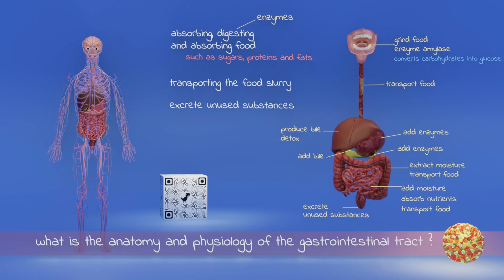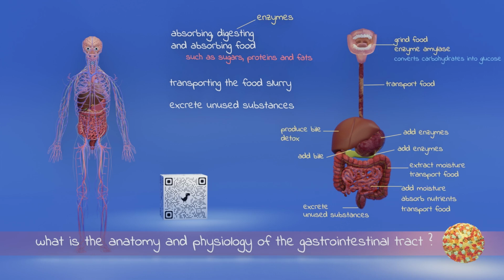The duodenum. Here food is mixed with bile from the gallbladder and pancreatic enzymes to further break down fats, carbohydrates, and proteins. The jejunum. Most of the absorption of nutrients takes place here. The ileum continues the absorption of nutrients and water, after which food is sent to the large intestine.